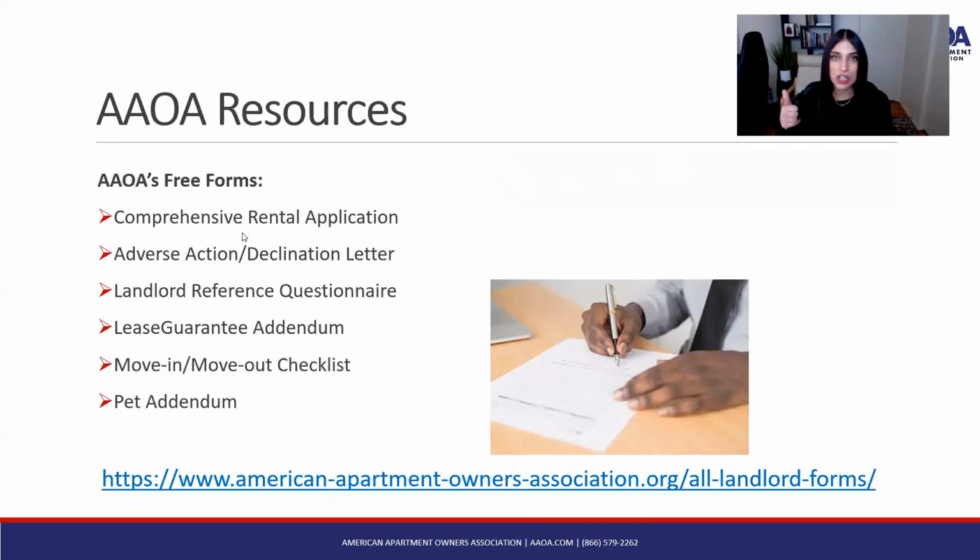That's the rental application, the declination letter, the questionnaire that I showed you, the addendum for lease guarantee, should you use a lease guarantee program, move in, move out checklist. So important to figure out what the state of the rental is in and what it is when they leave, and have it documented, have the tenant sign off on that. Pet addendum, if you do allow pets, that's the best way to do it, is to have an addendum for it with some rules.